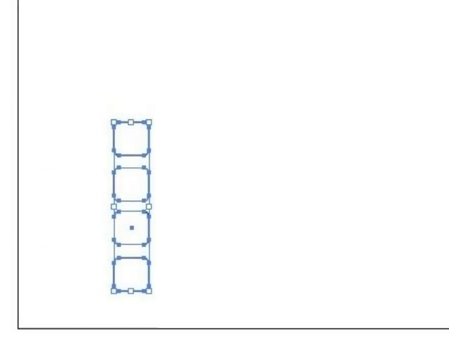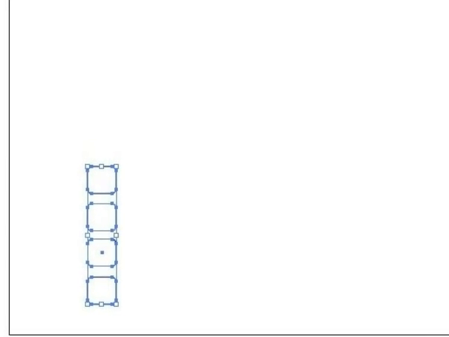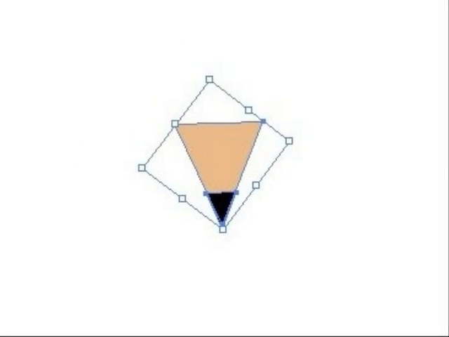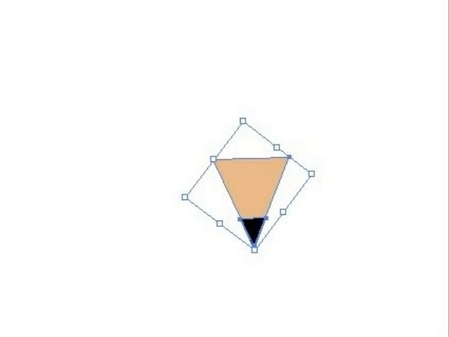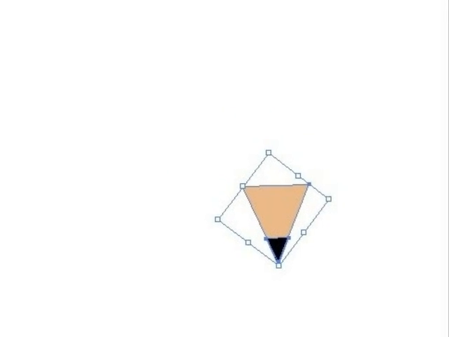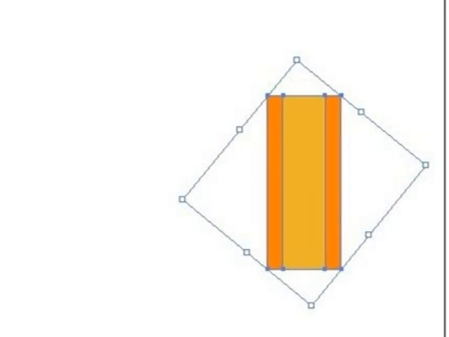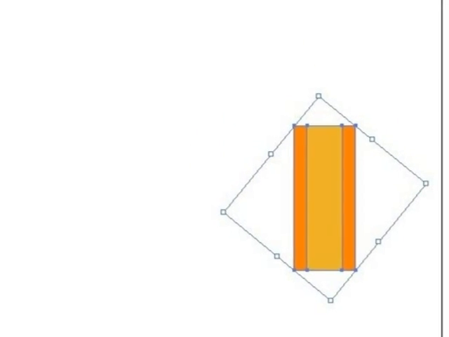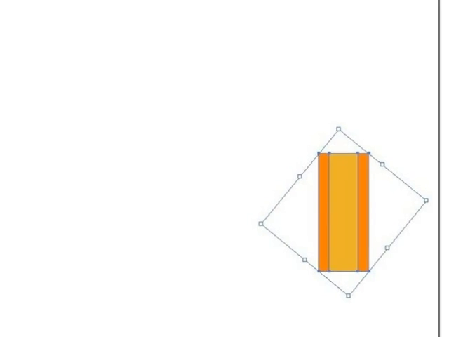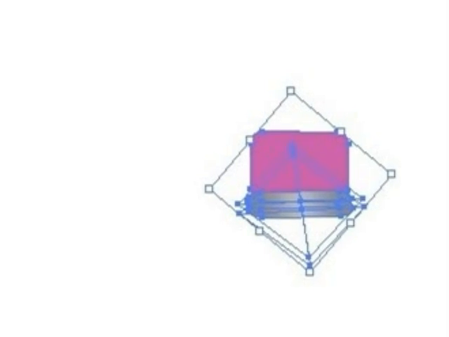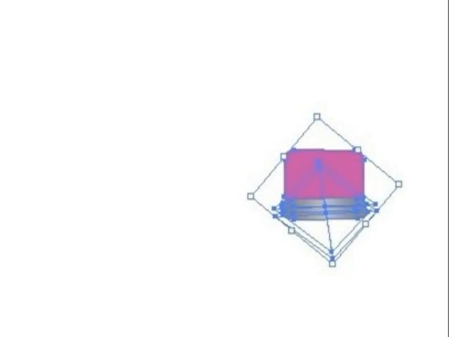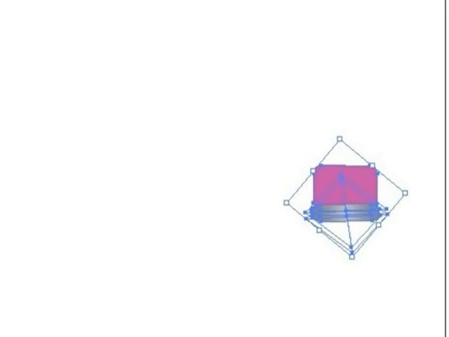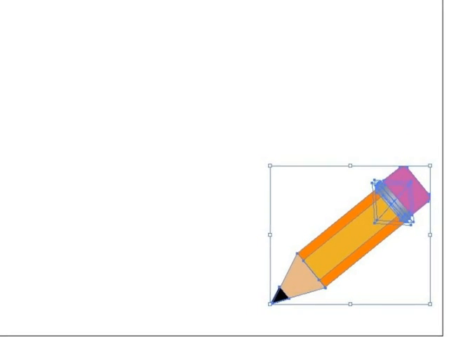Then I made these boxes using the rounded rectangle tool. After that, I created two triangles using the polygon tool. Next, I used the rectangle tool to create two rectangles that had the same width but different lengths. After that, I used the rounded rectangle tool to create the eraser and the ferrule, or the metal band that holds the eraser. The gradient tool was also used as the fill color of the ferrule. This is how the finished pencil should look.